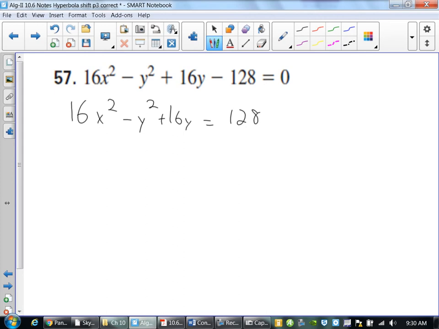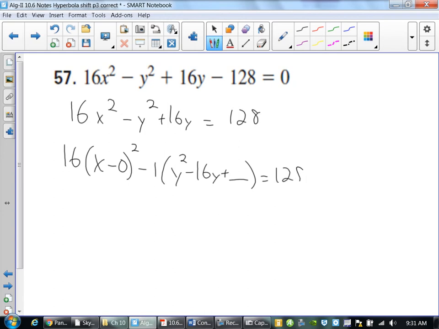Well, in the first part, there is no x value. So that basically means I'm going to have 16 times the x minus 0 quantity squared. This just means my h value is going to be at 0. That's all that means. The next one, I have to take out the negative 1. So I'm going to have y squared minus 16y plus blank equals 128.